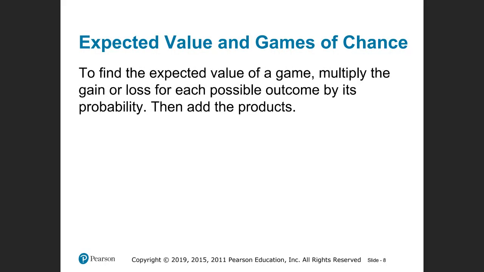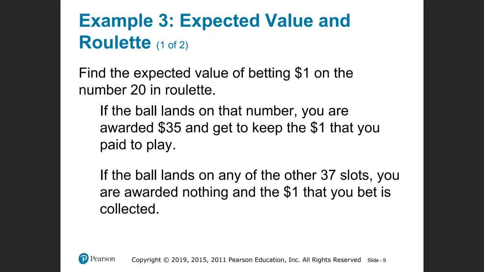To find the expected value of a game, multiply the gain or loss for each possible outcome by its probability, and then add the products. So in this next example, we want to find the expected value of betting $1 on the number 20 in roulette. If the ball lands on that number, which we selected, 20, you're awarded $35 and you get to keep the dollar that you paid to play. If the ball lands on any of the other 37 slots, because there's 38 in a roulette wheel, you're awarded nothing and the dollar that you bet is collected.